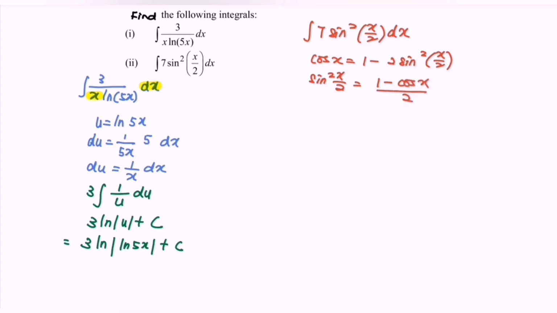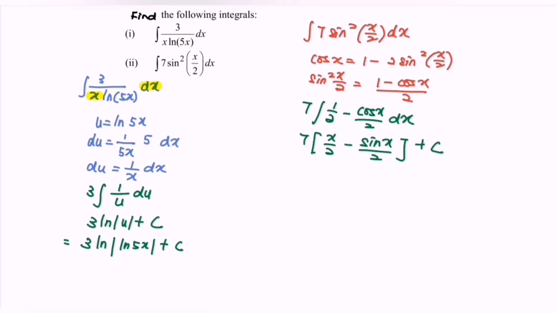So kindly substitute the situation. 7 integrate, we have 1 over 2 minus cos x over 2 dx. If we integrate the situation, 7 bracket, we have x over 2 minus, integrate the cos and we will have sine x over 2, plus c. Or we may rewrite the situation, 7 over 2 bracket, x minus sine x, plus c.